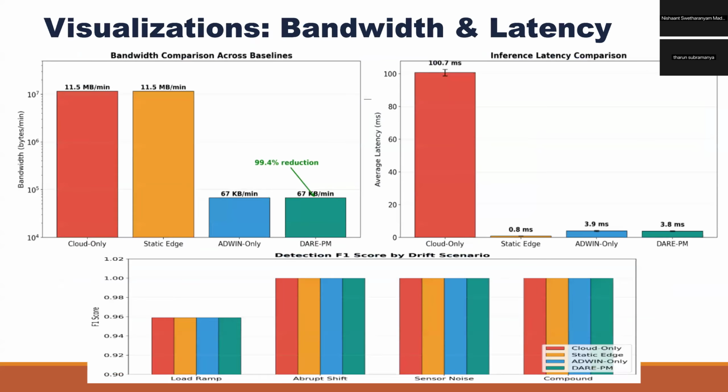And moving on to the visualizations. As you can see on the screen, these graphs show a comparison across different approaches. On the left, we see bandwidth usage, where TARE-PM significantly reduces the data transmission compared to the basic cloud-based methods. On the right, we see latency, where edge-based processing performs much faster than the other approaches. And overall, these visualizations clearly show the efficiency gains from using an event-driven edge system.